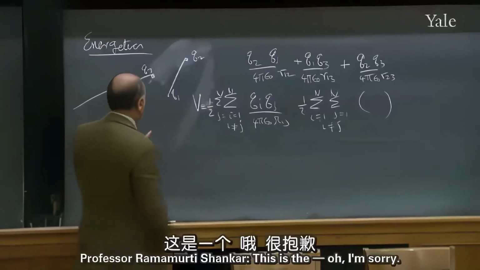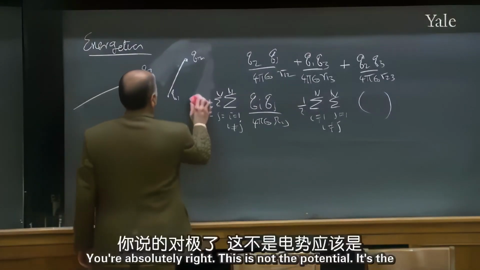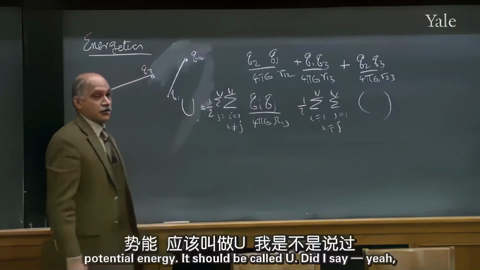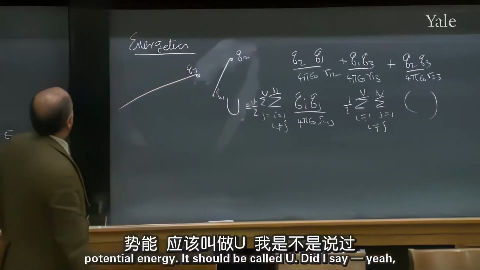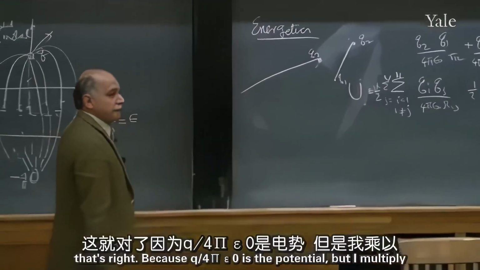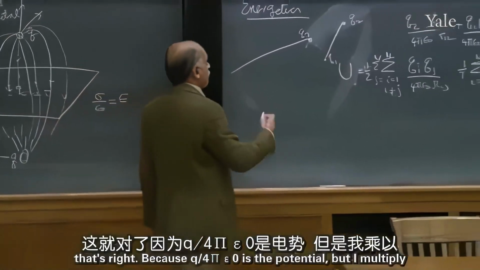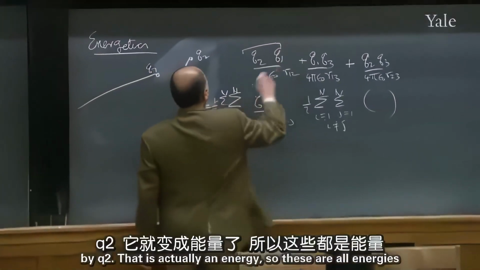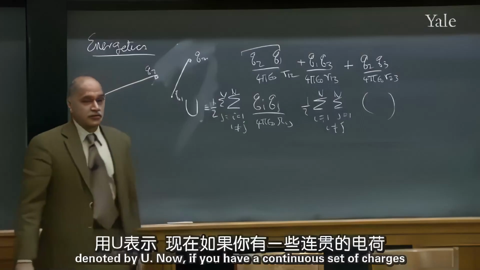Oh, I'm sorry. You're absolutely right. This is not the potential, it's the potential energy. It should be called U. Because Q over 4 pi epsilon 0 is the potential, but when I multiply by Q2, that is actually an energy. So these are all energies. I'll denote by U.